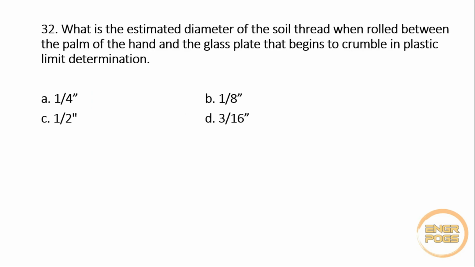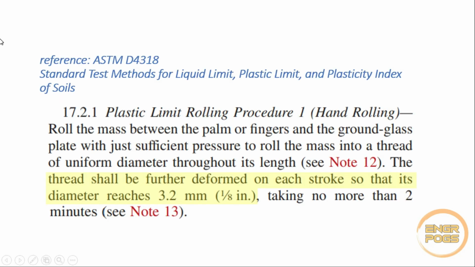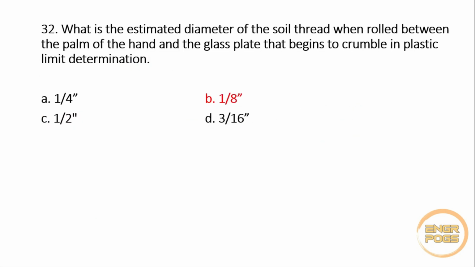Number 32. What is the estimated diameter of the soil thread when rolled between the palm of the hand and the glass plate that begins to crumble in plastic limit determination? Based on ASTM D4318, standard test methods for liquid limit, plastic limit, and plasticity index of soils, the thread shall be further deformed on each stroke so that its diameter reaches 3.2 mm or 1/8 inches. And the answer is letter B, 1/8 inches.